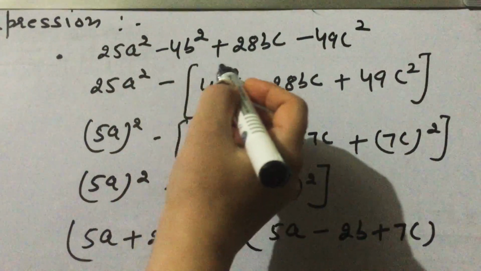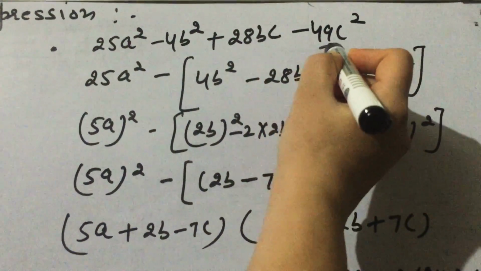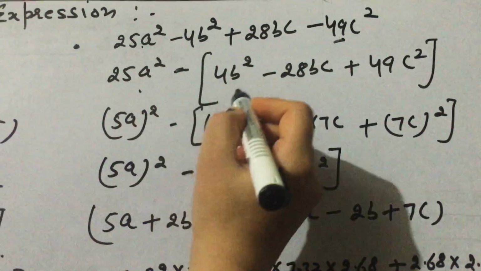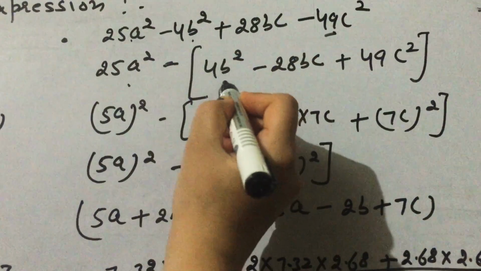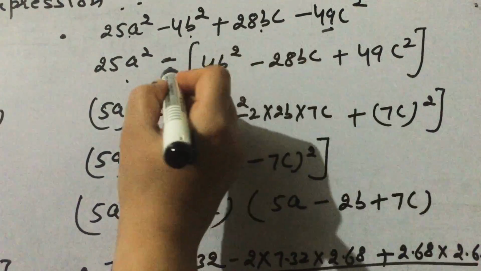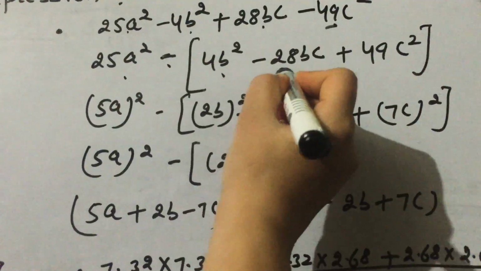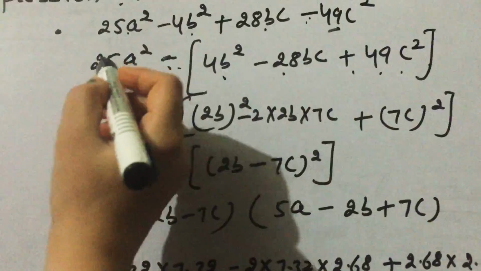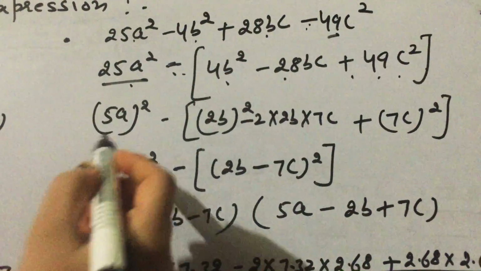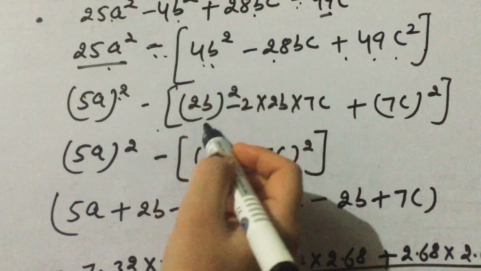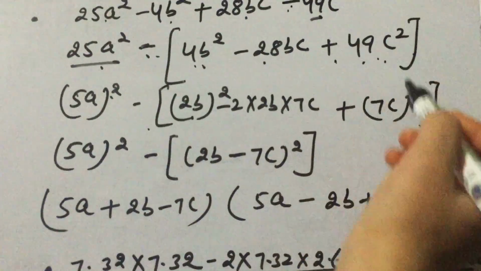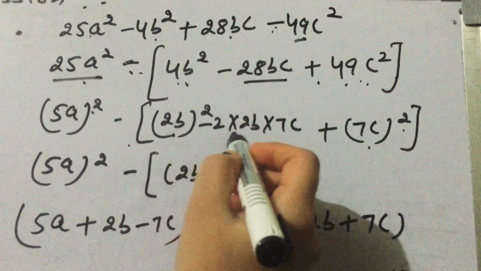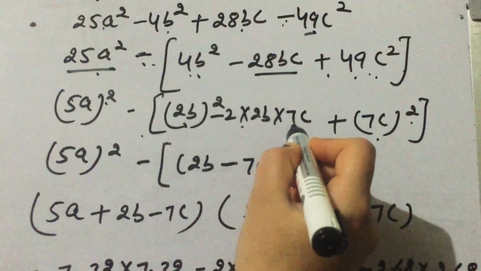Next question. 25a square minus 4b square plus 28bc minus 49c square. 25a square as it is. I have taken minus common, so the sign will be changed. 4b square plus 28bc, but we have taken minus common, so minus 28bc. We have taken minus common, it will become plus 49c square. 25a square we can write as 5a whole square. Minus 4b square we can write as 2b whole square. 49c square we can write as 7c whole square, and 28bc we can write as 2 into 2b into 7c.